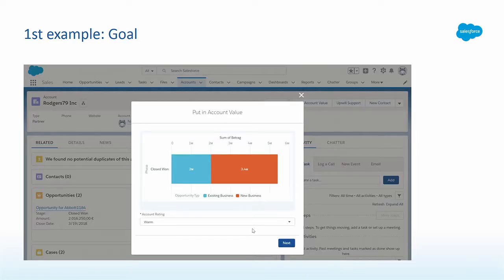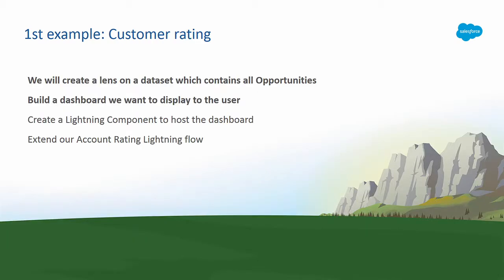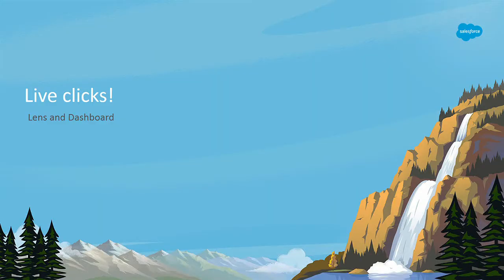This is a pretty raw screenshot of the final solution we're heading for, just in case we run into some technical issues, so we can come back to it later. In the first step, Niels is going to show us how we create a lens on a data set which contains all opportunities. Then we're going to build a dashboard that we want to display to the user. Okay, let's start.